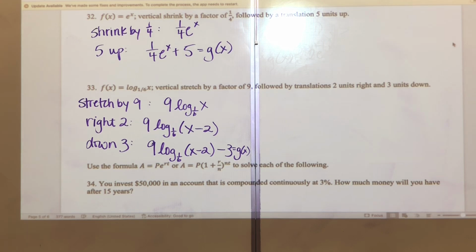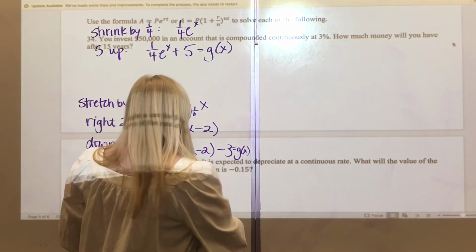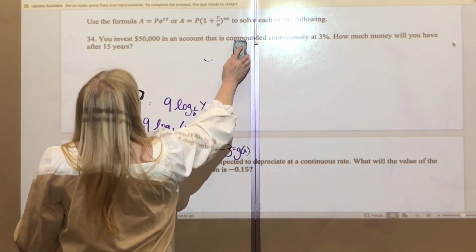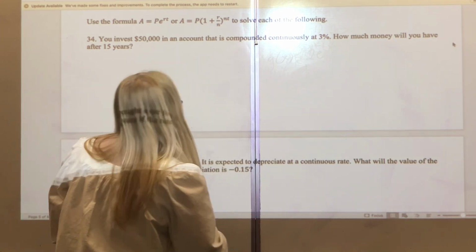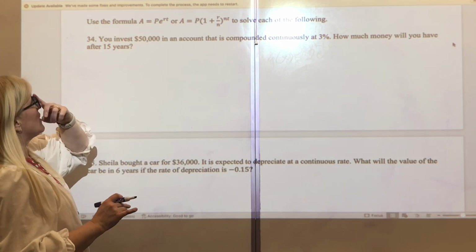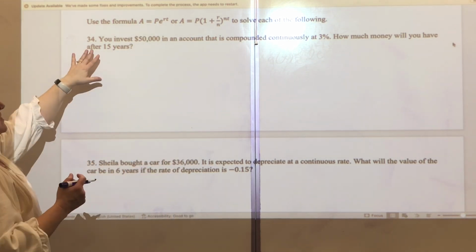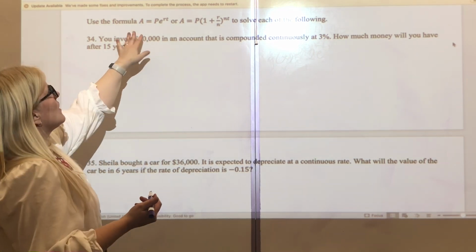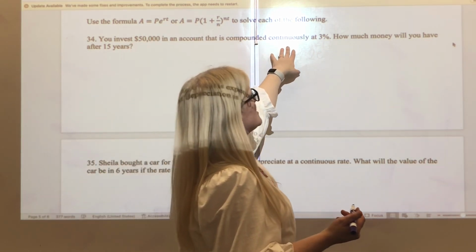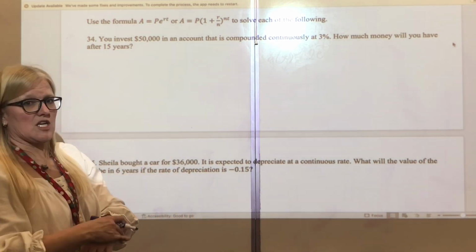Okay, these last 3, I may not get them into this video, but the trick to these, and you will have a calculator for these, is knowing which formula to use. One has an e in it, one doesn't. So this first one says you invest $50,000. Man, wouldn't it be nice to have $50,000 to invest? In an account that is compounded continuously at 3%. How much money will you have after 15 years?